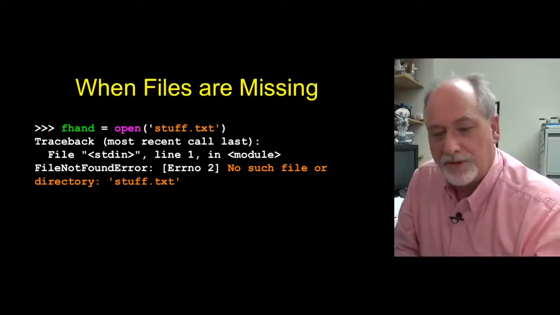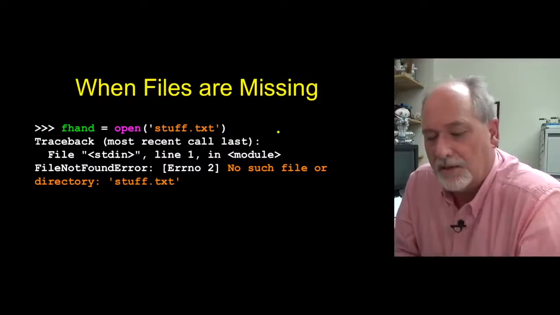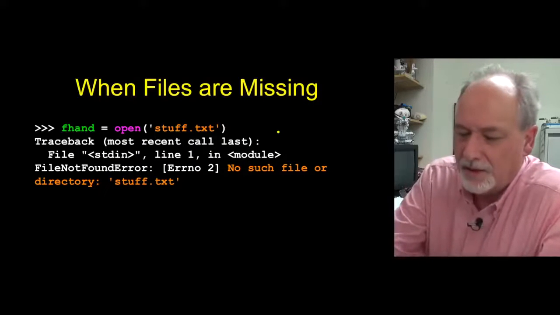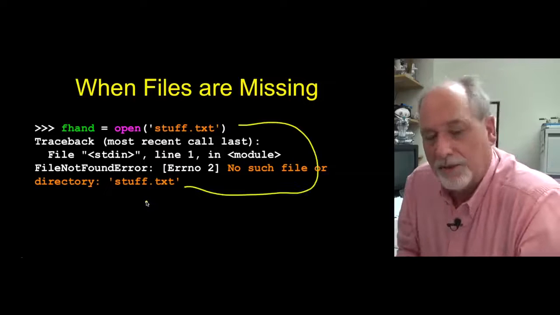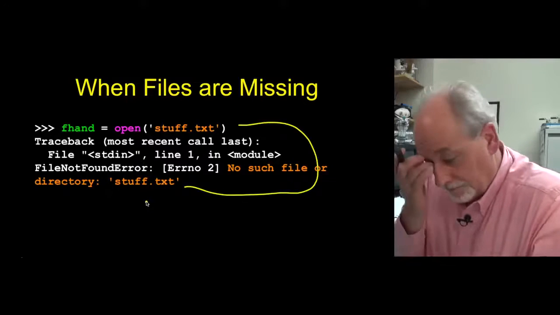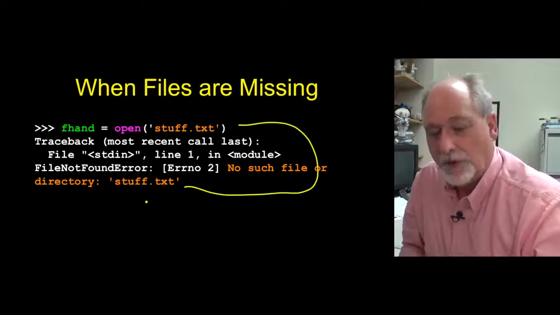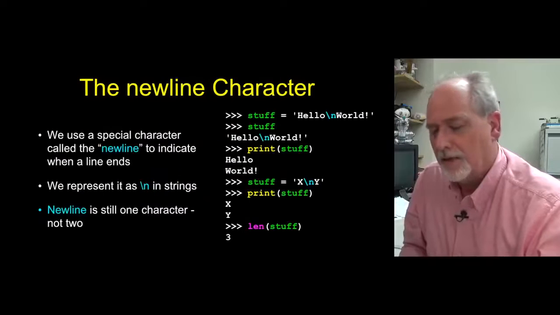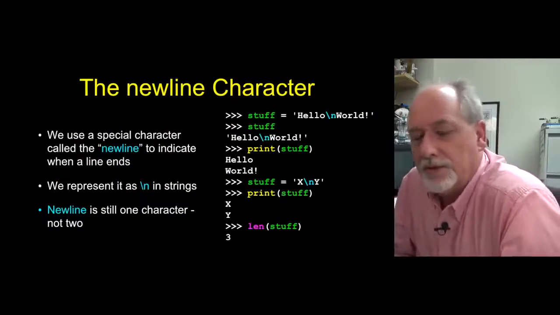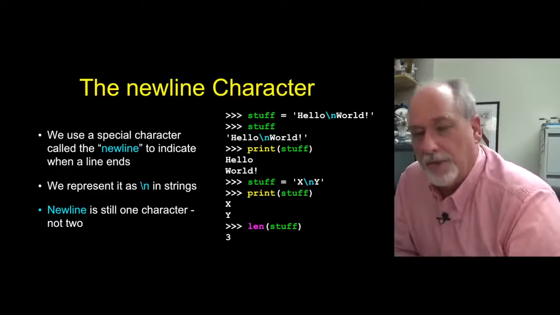So, of course, this is Python. If you make a mistake and there's a file that doesn't exist, we get a traceback, and it blows up. We'll show you in a second how to deal with that. Now, the new line character is an important part of file reading.